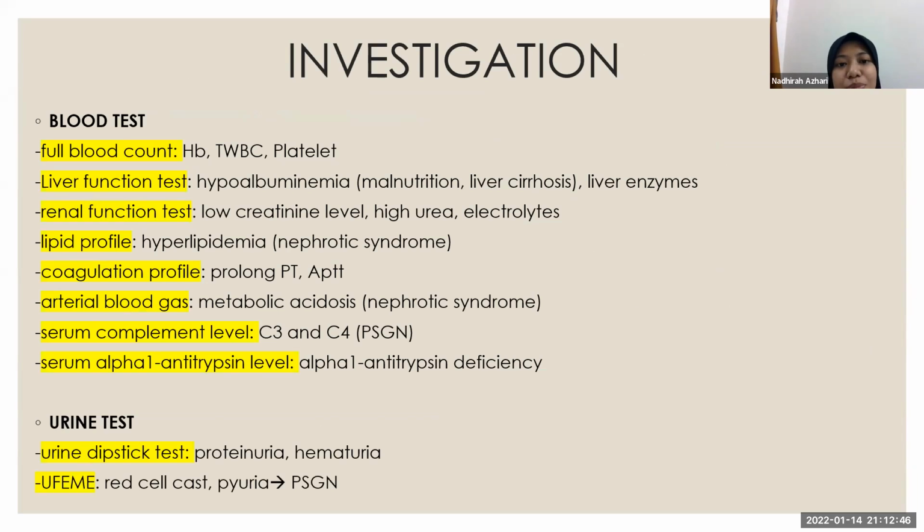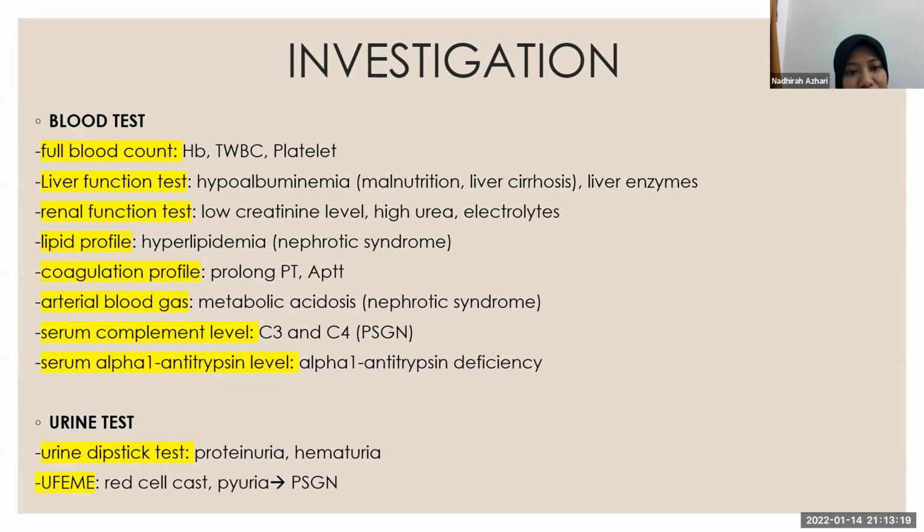Okay, so next, moving on to the third step, which is the investigation. For the blood test, we need to do a full blood count to look for any anemia, leukocytosis, and check the platelet count. And then liver function test, because we want to check the level of albumin, because hypoalbuminemia can be presented in malnutrition and liver cirrhosis. And also we need to look for liver enzymes.